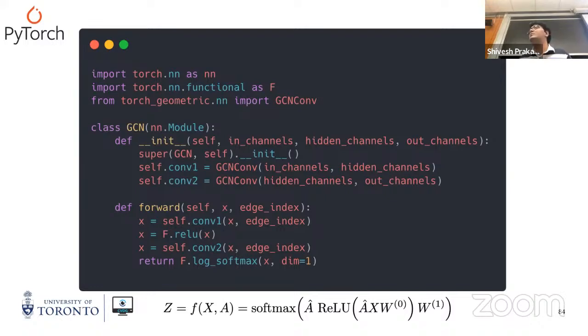Pardon? What do you mean, type? It's a matrix, two comma num features. It's the size of edge index. Num features means the number of features of X.